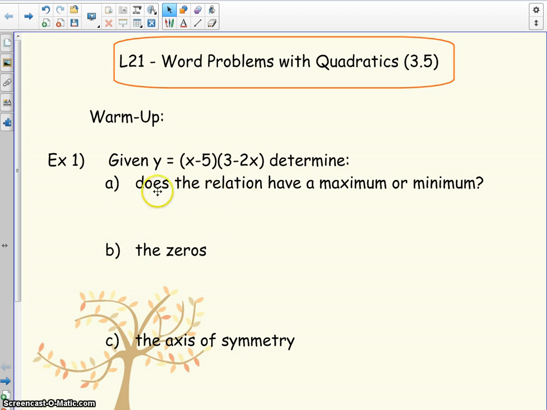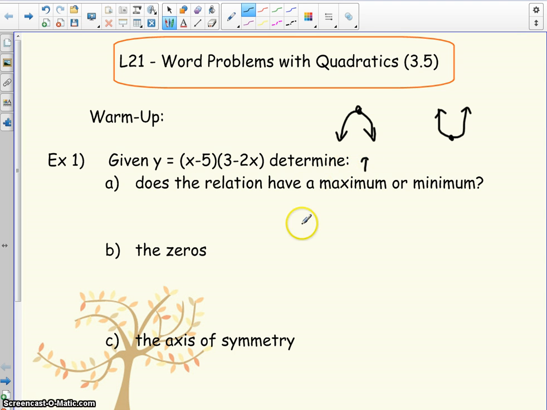Okay, so first thing you want to look at here, when A is asking if the relation has a maximum or minimum, remember that to find this out, what it's really asking is if the parabola opens up or opens down. So if our parabola opens down, like we see here, we're actually going to have a maximum, but if we open up, we're going to have a minimum. Okay? And you're used to finding whether or not it's a maximum or minimum by looking at the a value of the equation. That's from standard form.